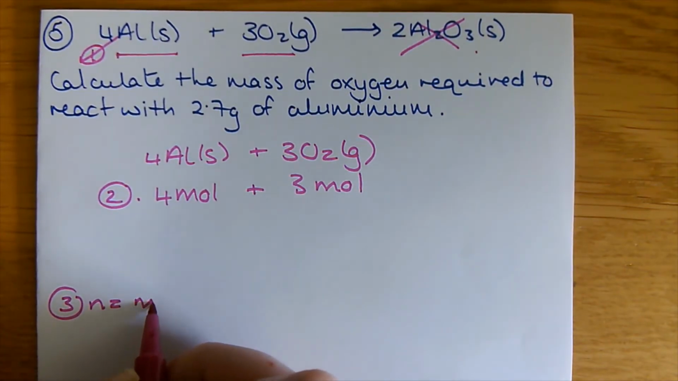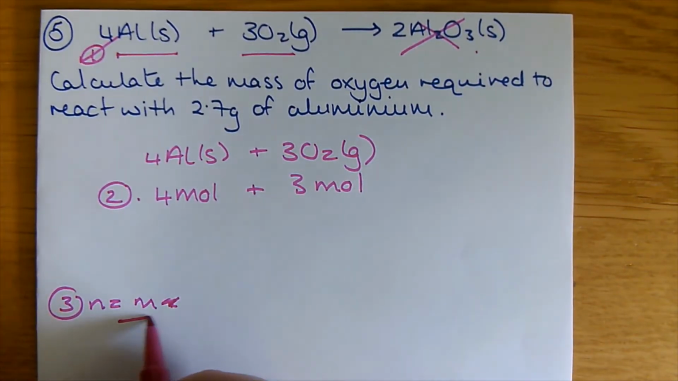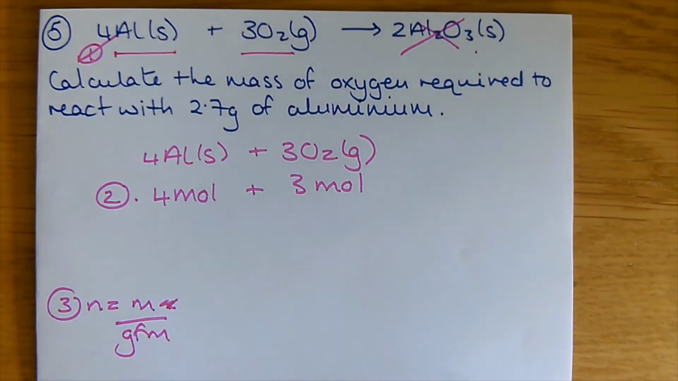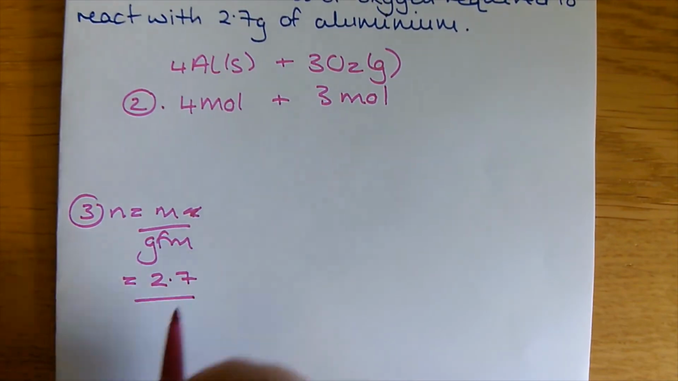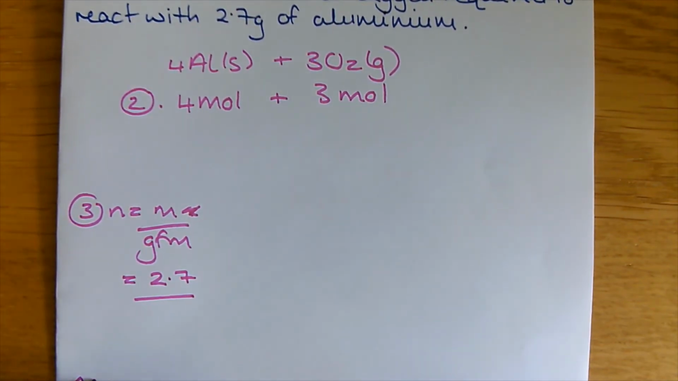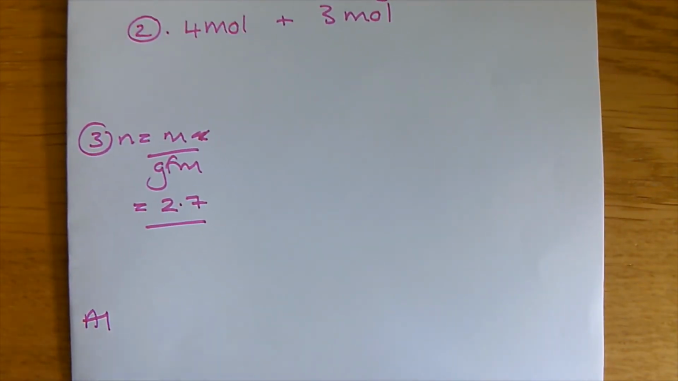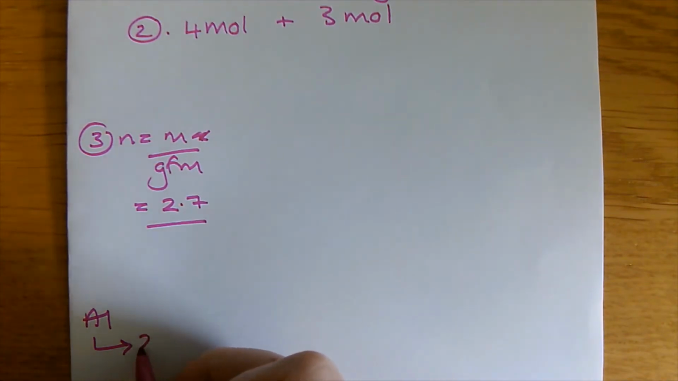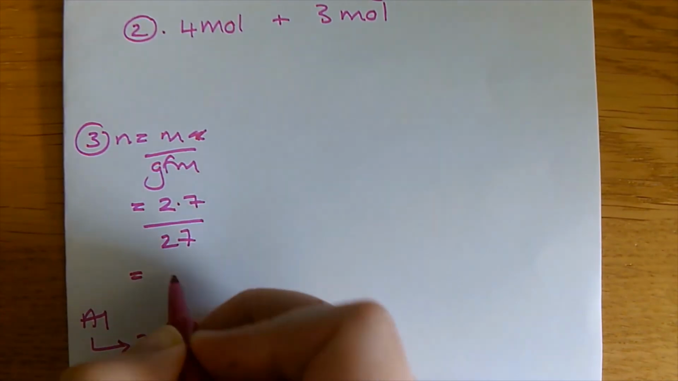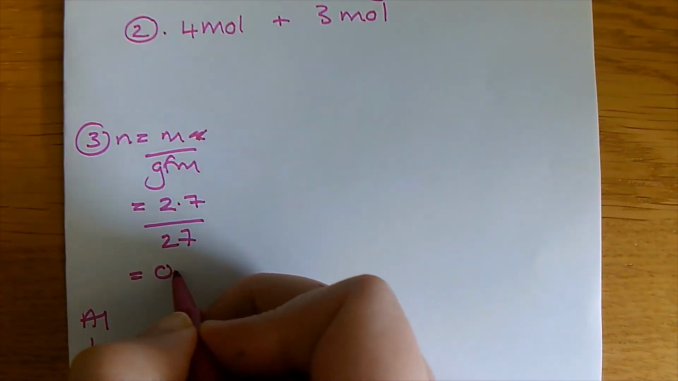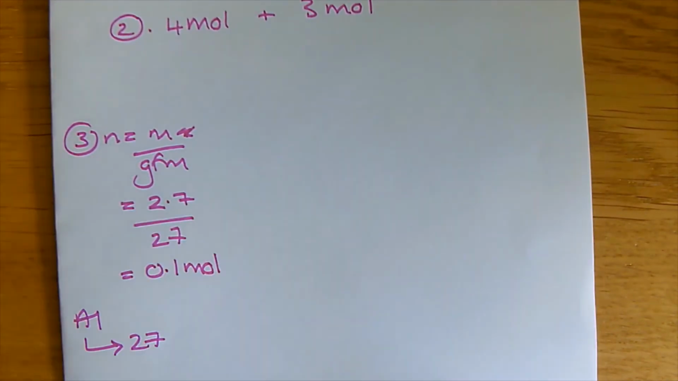Step 3, let's calculate the number of moles that we actually have. Number of moles equals mass divided by gram formula mass. We have 2.7 grams of aluminium. If we work out the gram formula mass of aluminium, remember we ignore the 4. That is to do with our number of moles. So we just work out what the relative atomic mass is for aluminium, and it is 27. 2.7 divided by 27 will give you a number of moles as 0.1 moles.